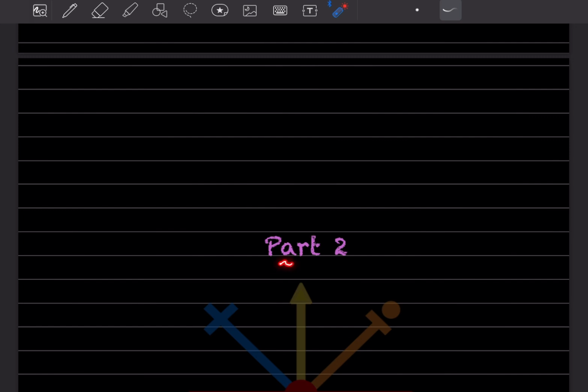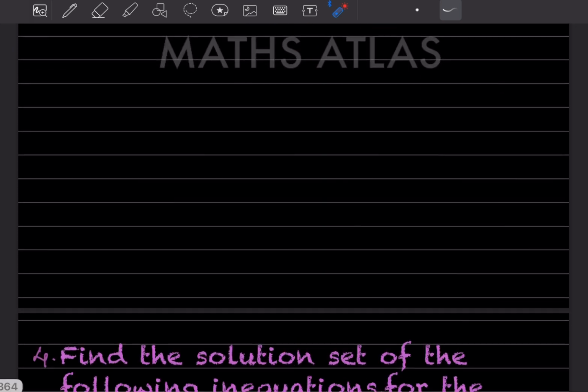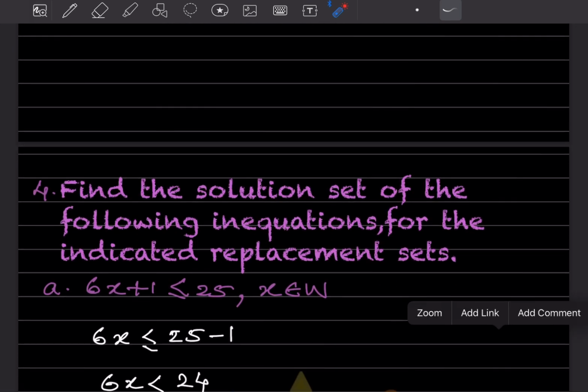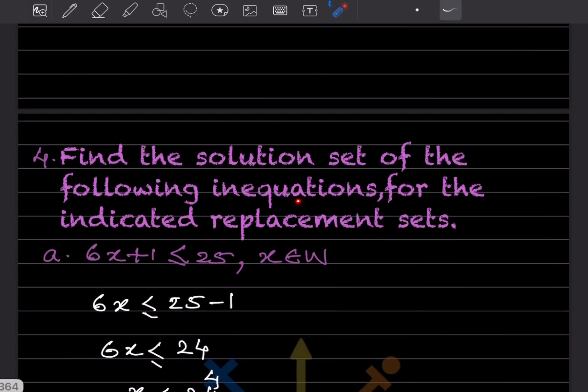So today we'll see part 2 of exercise 13. We have already done a few questions, so we'll start with question number 4. Find the solution set of the following equations for the indicated replacement set. So this is the question given.